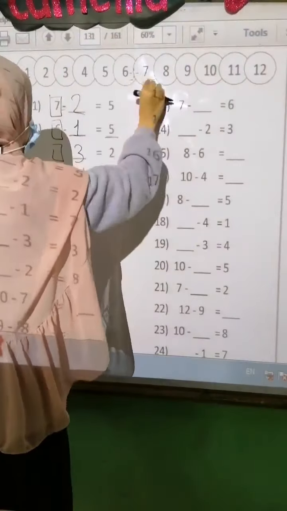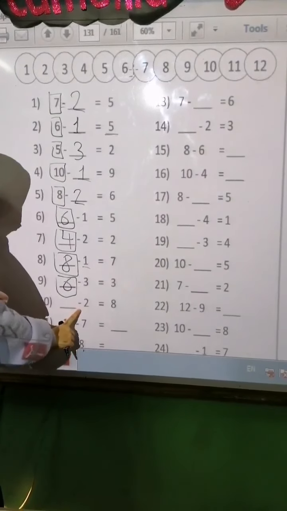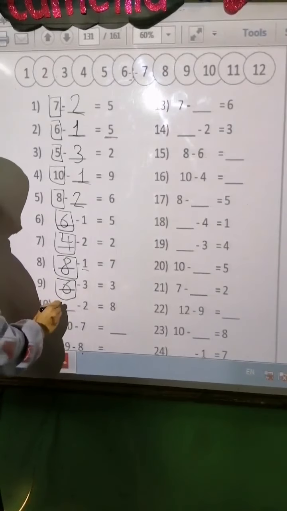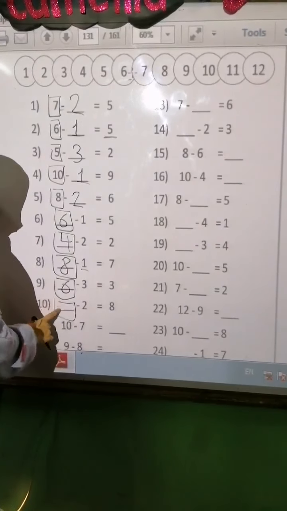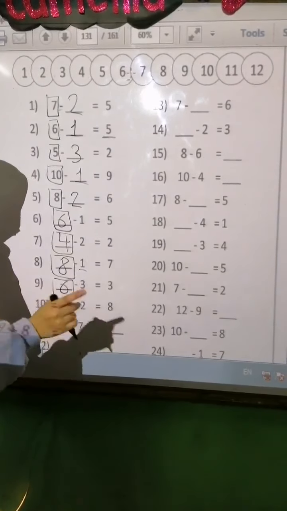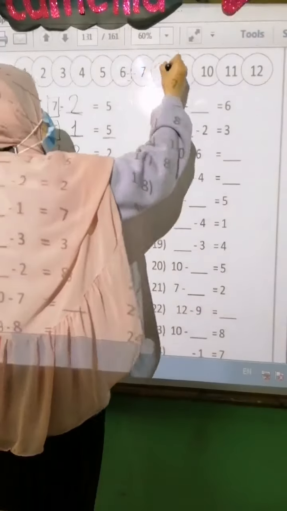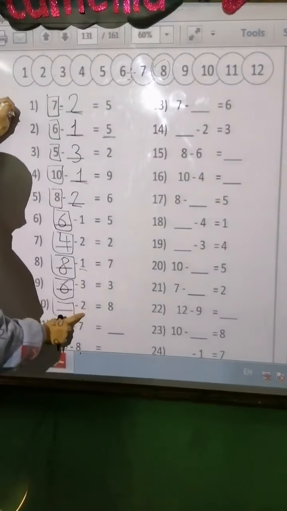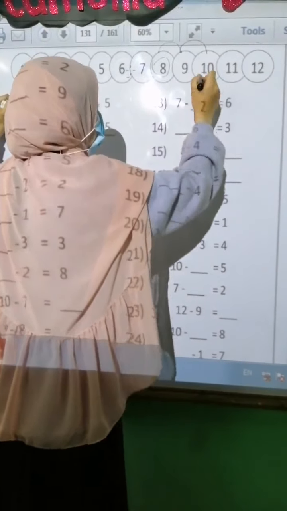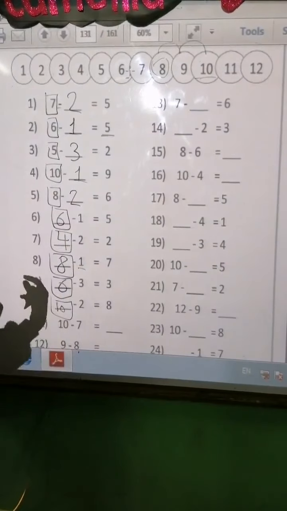Next problem. Problem number 10. Missing number minus 2 equals 8. Where is the greatest number in the subtraction problem? At the first. Is it missing or is it here? No, it's missing. So start from the bigger number, 8, and go forward. How many steps? 2. 1, 2. So the answer is 10. 10 minus 2 equals 8.